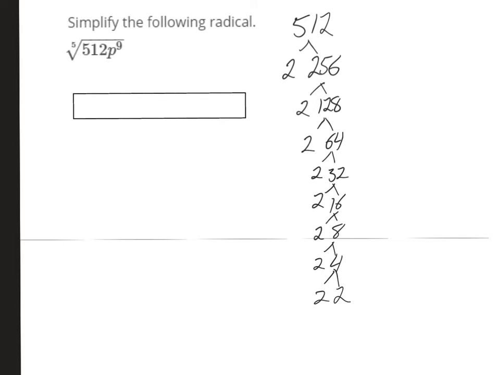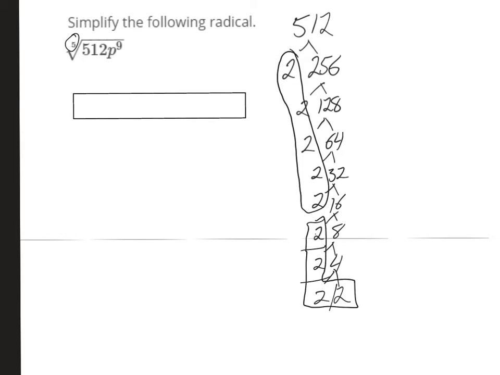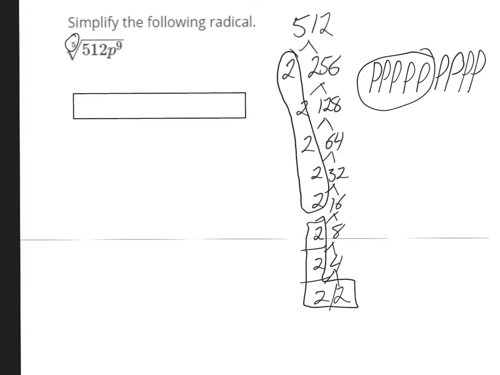Okay, so looking at this, it is to the fifth, so that tells me I want to have five 2s. So 1, 2, 3, 4, 5, so that's one group. And then down at the bottom, 1, 2, 3, 4. So those all are going into boxes. Box, box, box. Okay, and then we have 9 P's. So 1, 2, 3, 4, 5. I'm going to go ahead and circle that. 6, 7, 8, 9. So 4 P's left over.